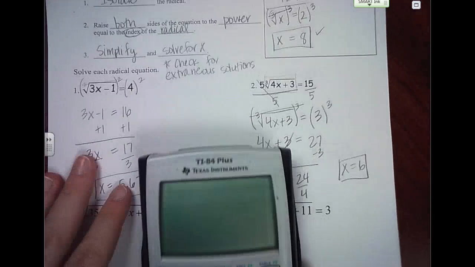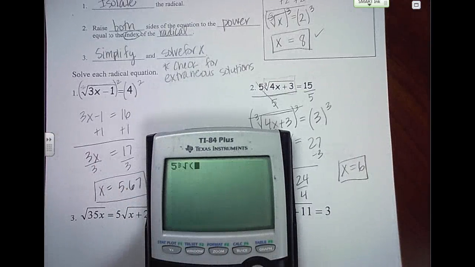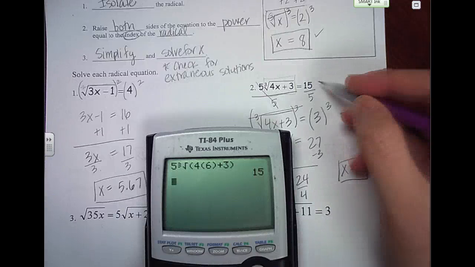Okay, let's plug it in. So I'm going back to the original. 5 cube root, math, number 4, of 4 times x, which is 6, plus 3, equals 15. And there's 15, so that works.